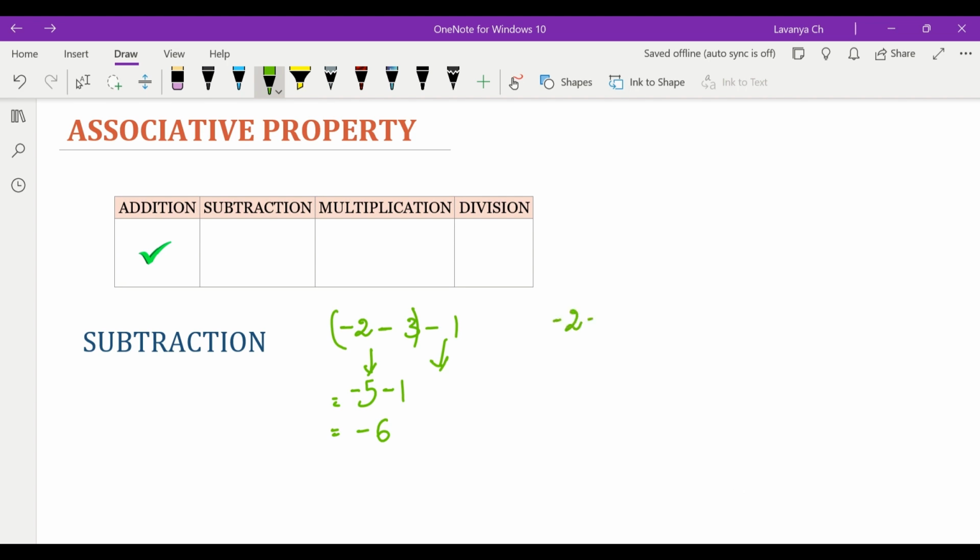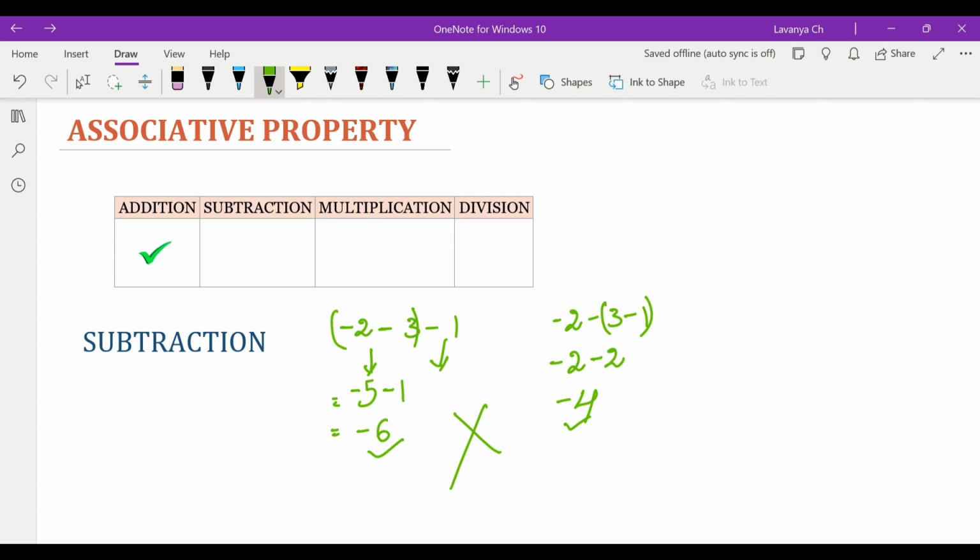Now we'll rearrange the parentheses and consider, this time, the last two first. So negative 2 minus the bracket 3 minus 1, and 3 minus 1 is 2. So negative 2 minus 2, which is again negative and negative, so add and keep the negative sign. Negative 4 is the answer. In the first case, we got negative 6 as the answer, whereas in the second case, we got negative 4 as the answer. The answers differ, they are not matching, which shows that associative property is not applicable for subtraction of integers.